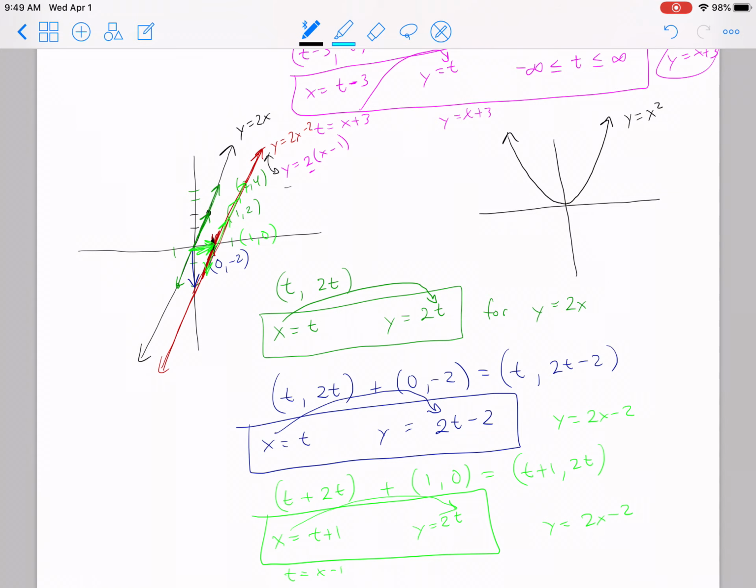And then try some other ones. Try and see if you can do one that's shifted down by 3. 1, 2, 3. See if you can do that one. Then see if you can do one that's shifted down 3 and maybe flipped over. So this one would be y equals x squared minus 3. This one would be y equals negative x squared.